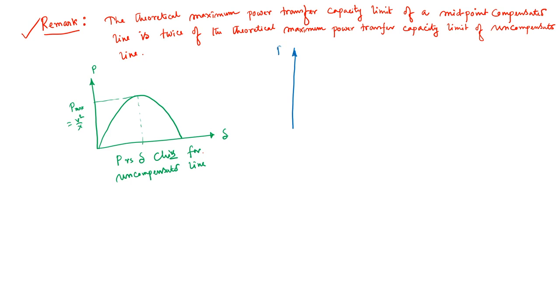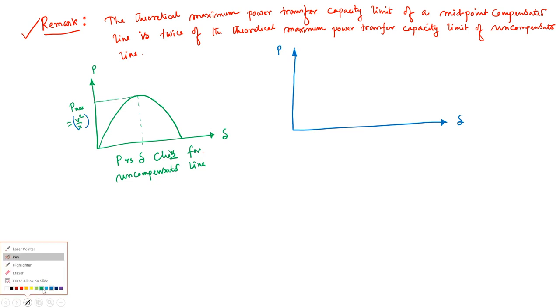Okay. Now, in comparison to that, how would be the plot of P versus delta for the compensated line? So, here you know that this is the maximum power, the theoretical maximum power, and this corresponds to when delta is equal to pi by 2. So, this is delta is equal to 0, this is delta is equal to pi. So, theoretical maximum power corresponds to delta is equal to pi by 2. So, similarly, if we want to plot this power versus delta characteristic for this, now let us increase this.